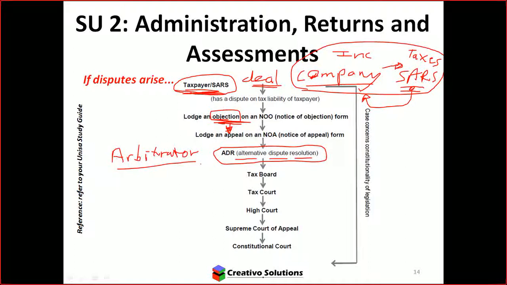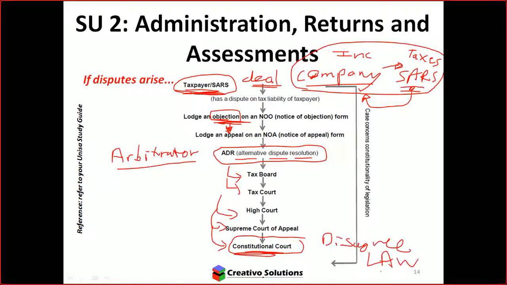Okay. And if you still don't receive remedy there, then what do you do? You go to the courts. All right, and then you go to the tax board, then the tax court, then the high court, and then ultimately you appeal that, and then constitutional court. So the only time something will come to the constitutional court is if you disagree with the law. With the law, exactly.